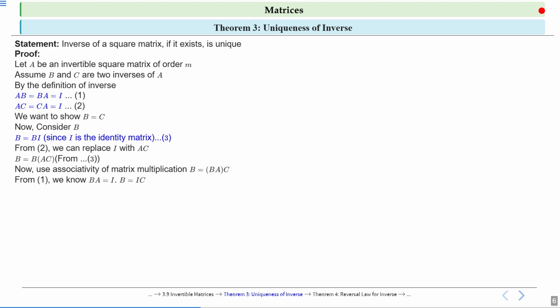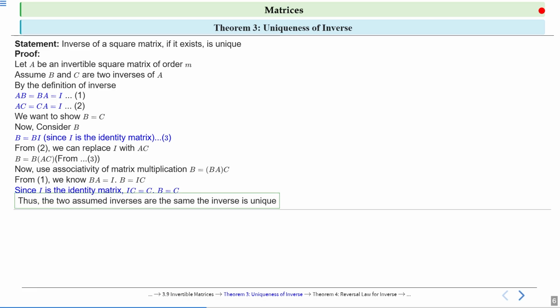From 1 we know BA is equal to I, so B is equal to IC. Since I is the identity matrix, IC is equal to C, so B is equal to C. Thus the two assumed inverses are the same, so the inverse is unique, right?